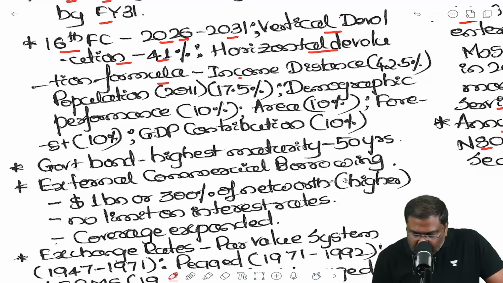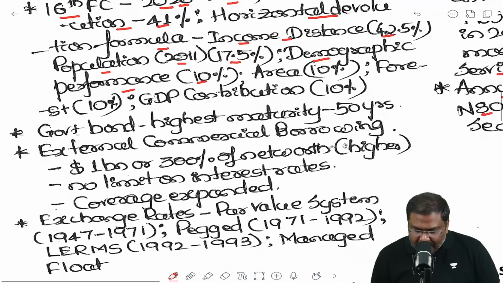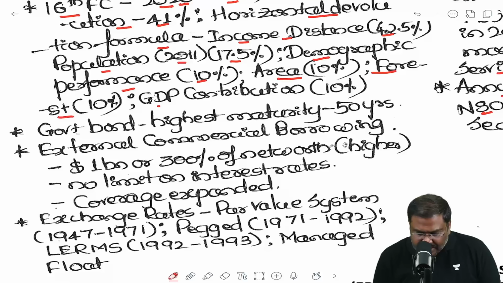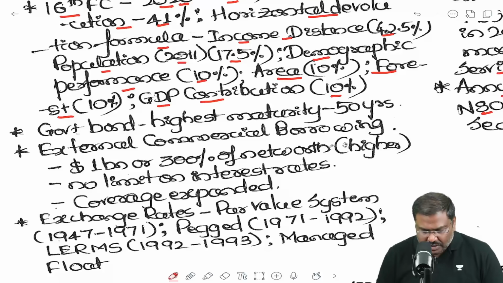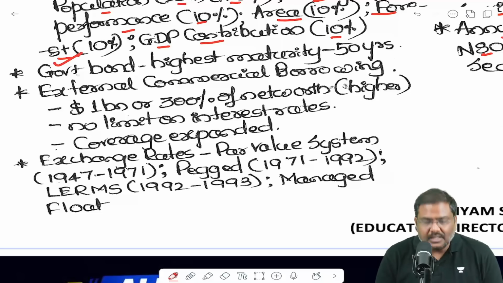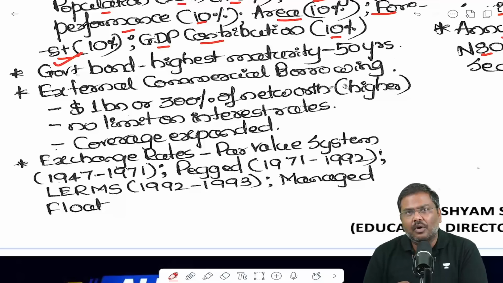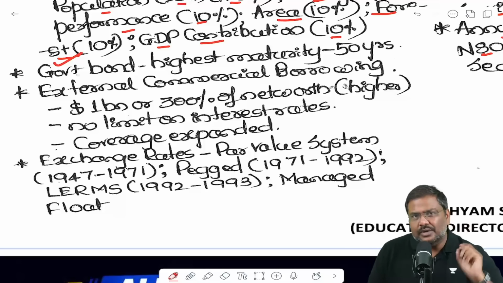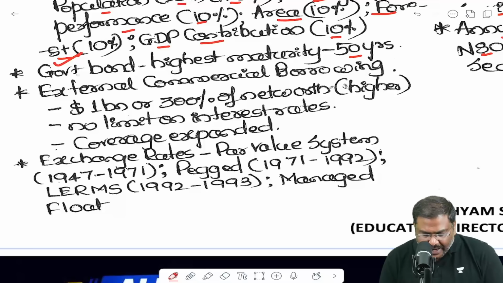Horizontal devolution formula has parameters: income distance 42.5%, population 2011 17.5%, demographic performance 10%, area 10%, forest 10%, and GDP contribution 10%. The highest maturity period for a government bond, which the government introduced last year, is 50 years. External commercial borrowing numbers have been changed.